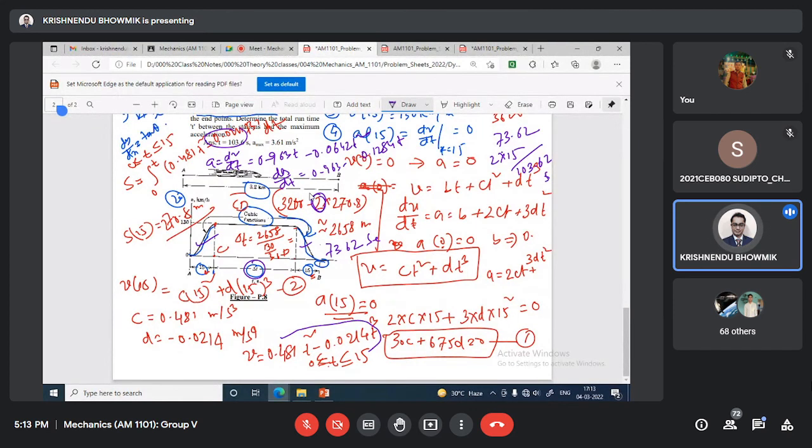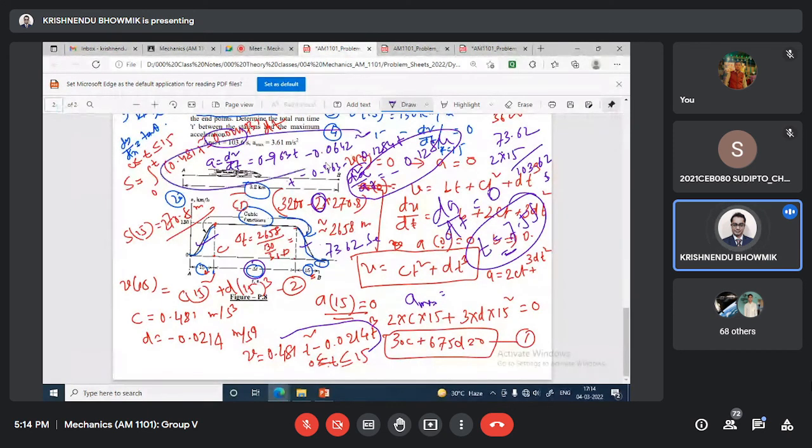Now for maximum acceleration, or do one thing, d square A/dt square equal to minus 0.1284. So for maximum acceleration you put dA/dt equal to 0, then you will get t equal to 7.5 seconds. At t equal to 7.5 seconds, dA/dt is 0, maximum or minimum acceleration. Why is it maximum? Because d square A/dt square is negative. So A will be maximum. So what will be A max? Whatever expression you got here, put t equal to 7.5, and you will get 3.61 meter per second square.